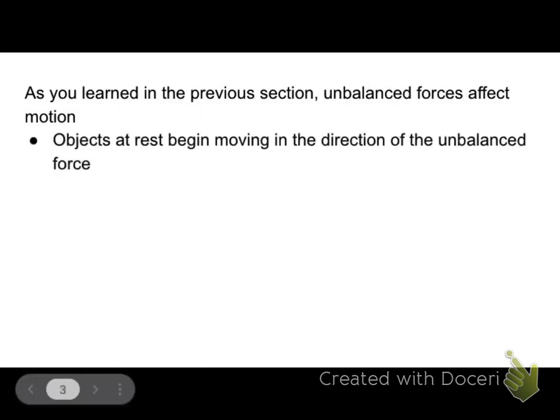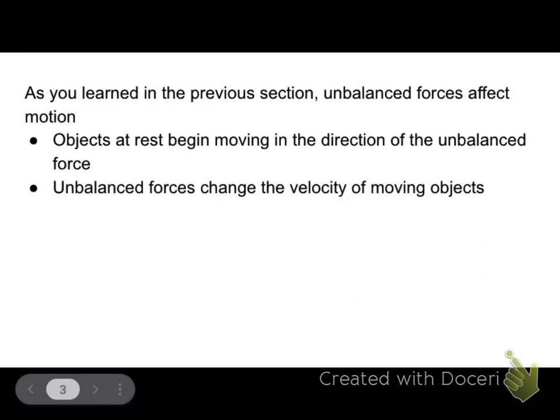But first, we're going to talk about some stuff that we partially covered yesterday, which is that unbalanced forces affect motion. Objects that are at rest, we learned, only begin to move if an unbalanced force acts on them, and they move in the direction of that unbalanced force. Objects that are already moving can experience changes in their velocity due to unbalanced forces, and we're going to go over what some of those changes are.